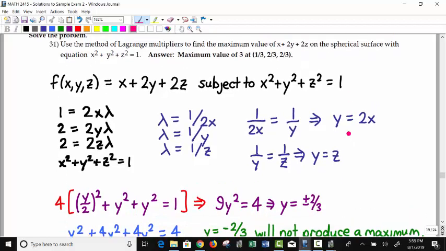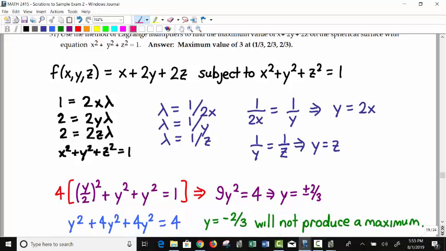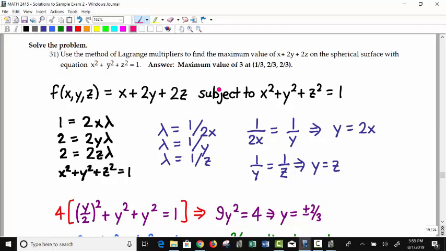Number 31. Let's see what we have. So we have our function here, x plus 2y plus 2z. Now we're throwing z in there, so we're going to have 4 equations and 4 variables. Well, we're going to be okay. And there's my constraint, that sphere of radius 1.